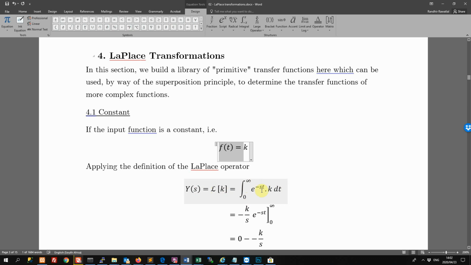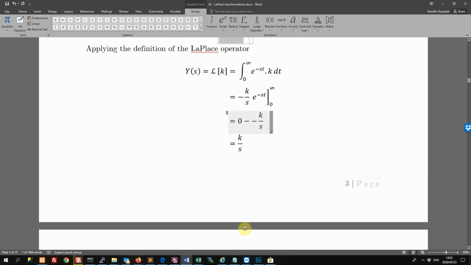And now, of course, if you integrate the exponential, it's going to be 1 over the coefficient. So it's minus 1 over s. And then k is a constant with respect to t, so it's minus k over s. And then e to the minus st between the limits 0 and infinity. And of course, at infinity, this is e to the minus infinity, and that's of course a 0. So we have a 0 here.